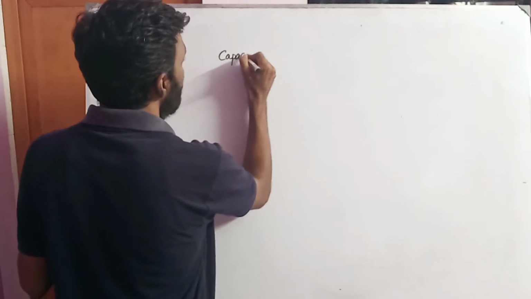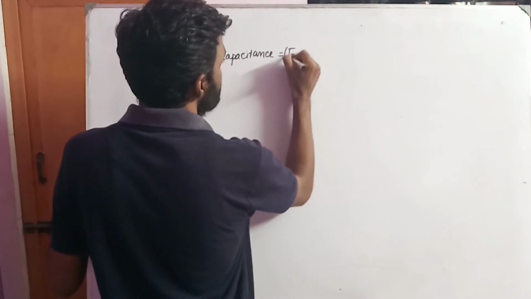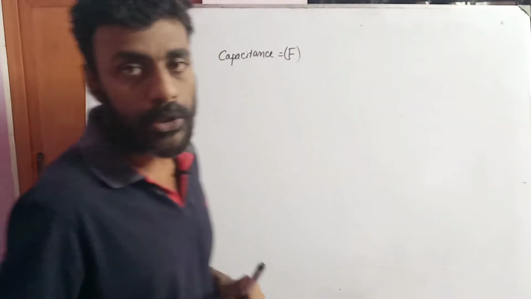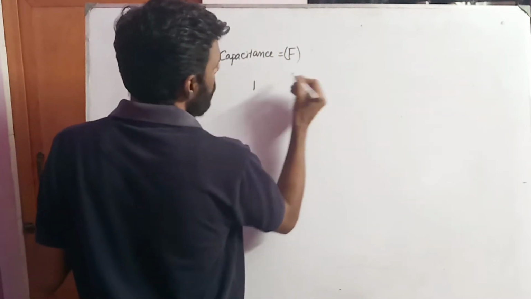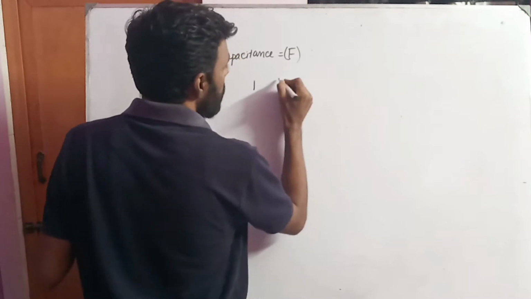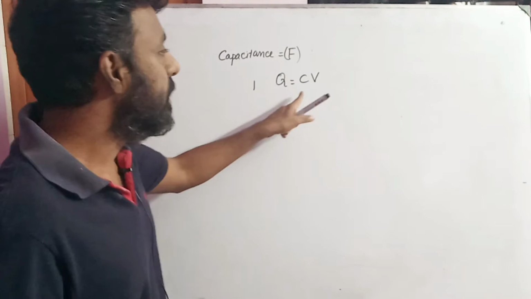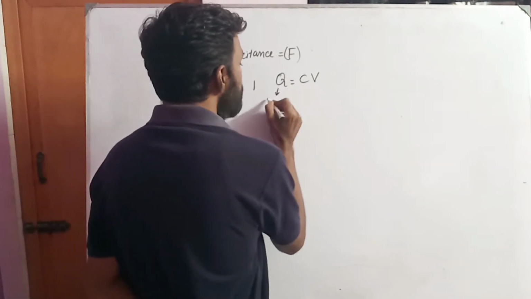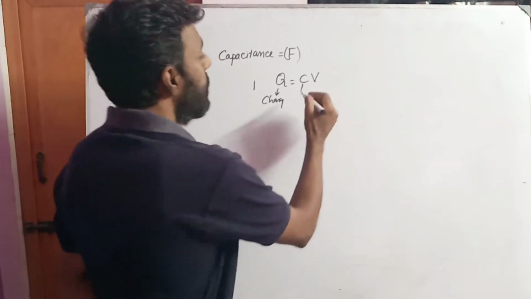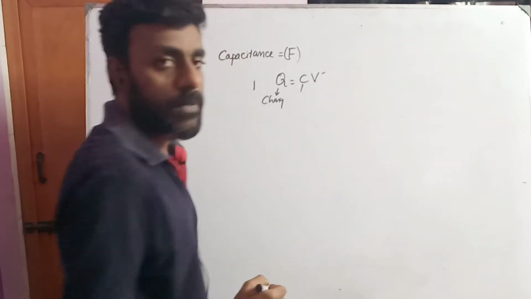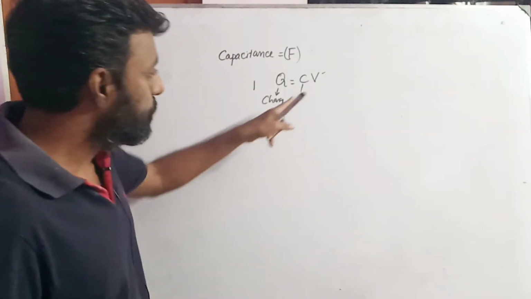The unit of capacitance is farads. There is a famous equation, that is Q is equal to C into V, where Q is the charge, C is the capacitance, and V is the voltage. The voltage that has been developed across the capacitor is called the voltage.